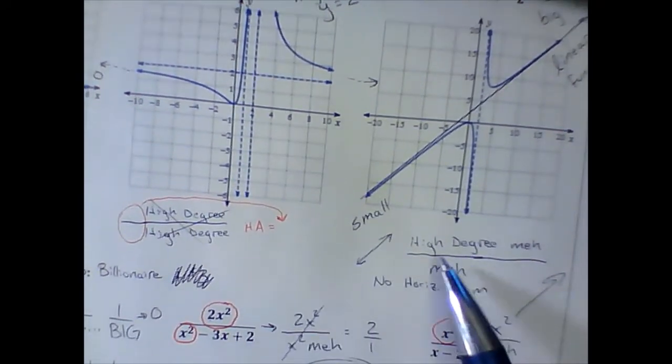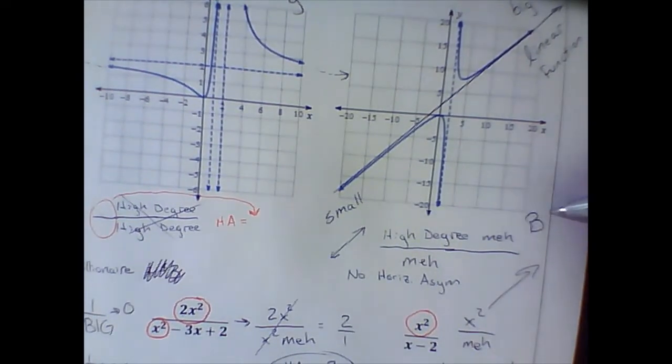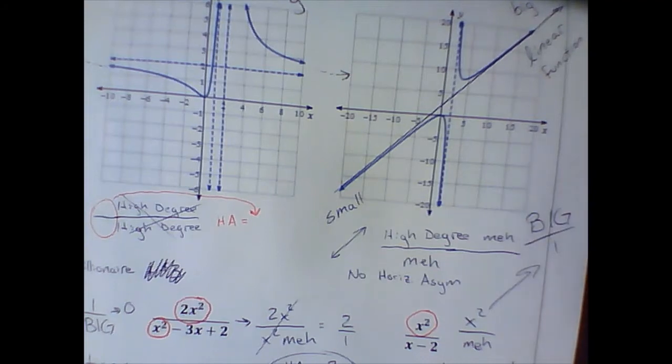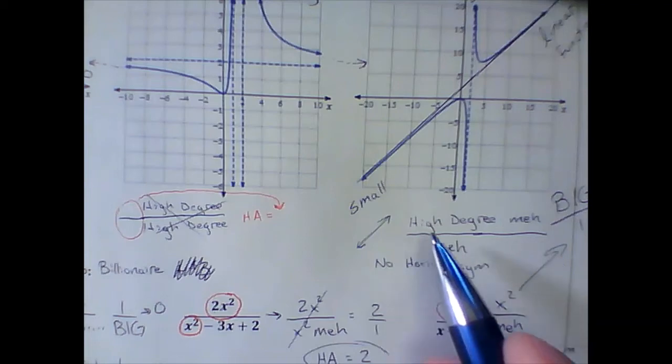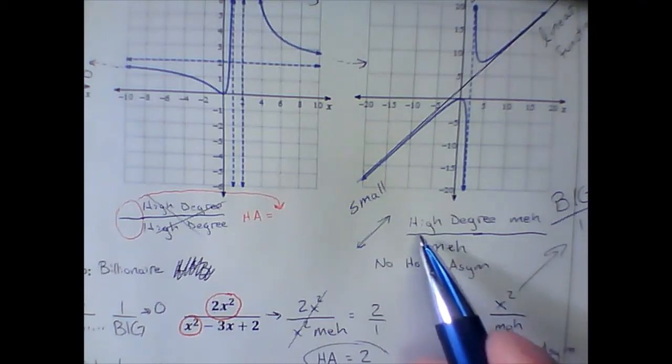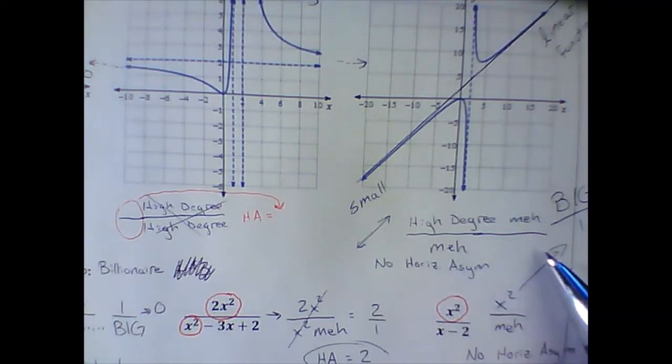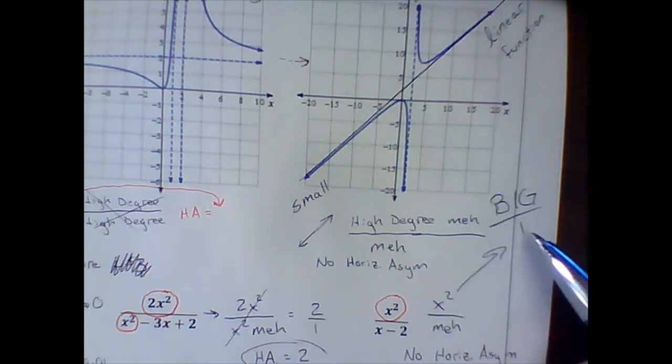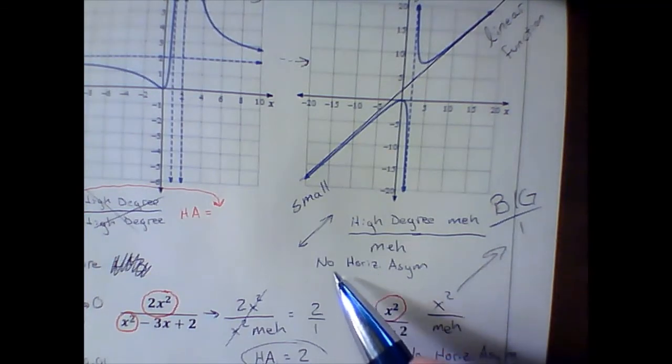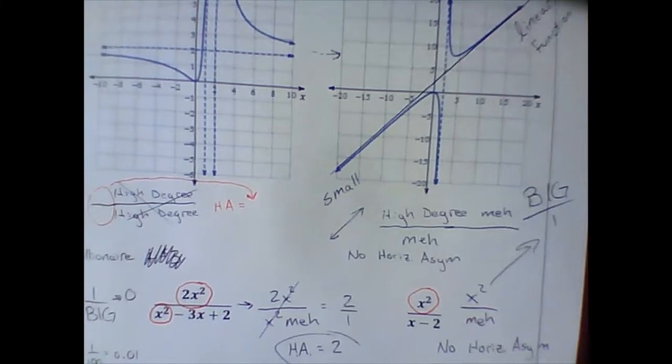If your highest degree is on the top, that's like having something giant over 1, and it really doesn't matter what's on the bottom. You might as well just call it 1. It could be called anything. It's just going to get big forever and ever, go up forever and ever. Never stop. There's nothing on the bottom holding it down. The bottom's the anchor. If there's nothing on the bottom that can stop it, it will get big forever, and there is no horizontal asymptote on that.